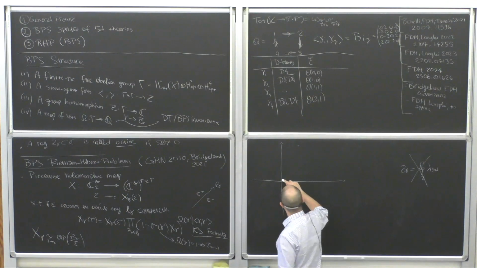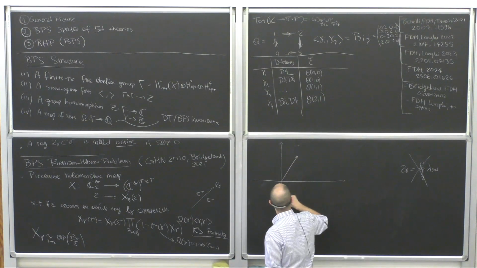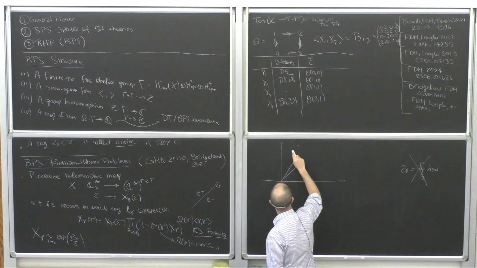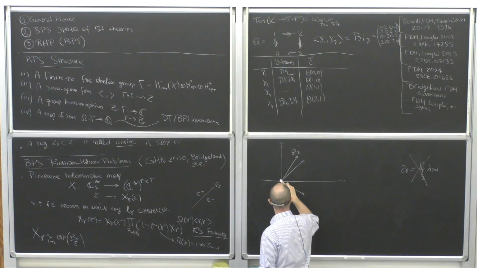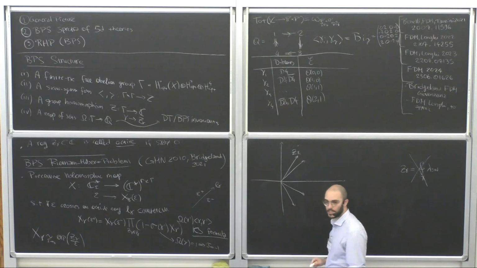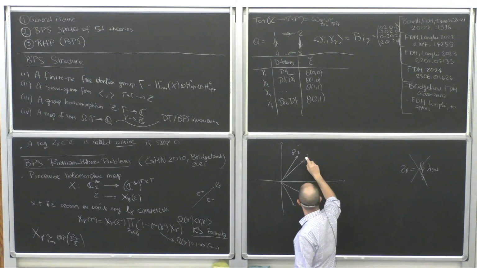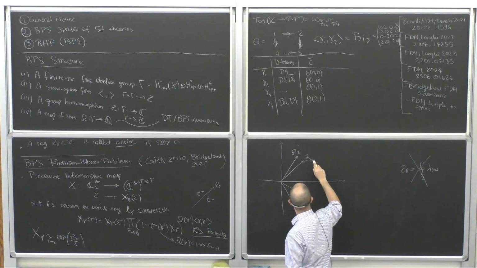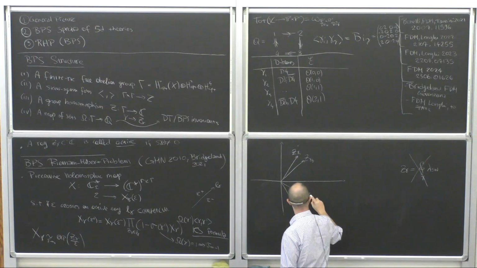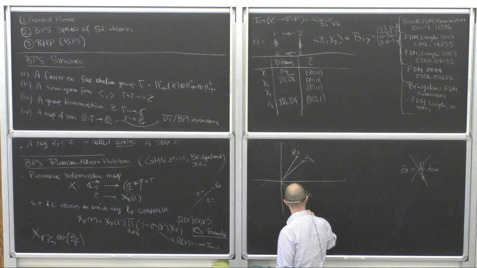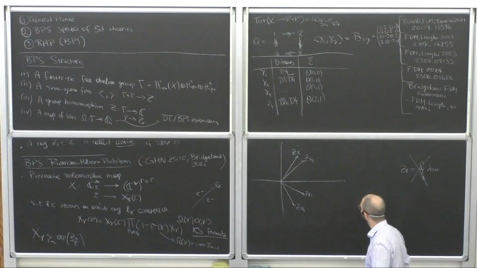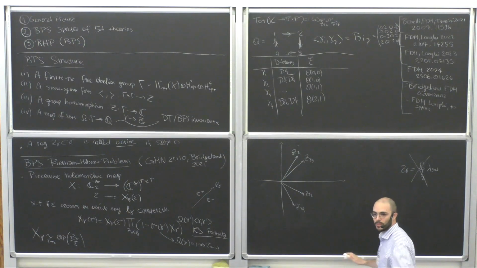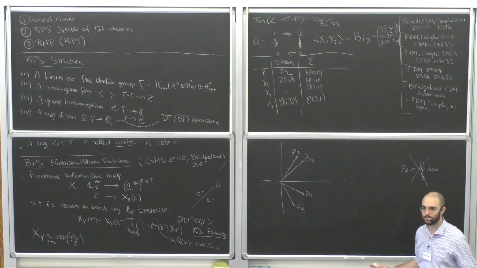So in general, you could have some configuration of central charges. Let's say this. And this will lead you to a very nasty spectrum.